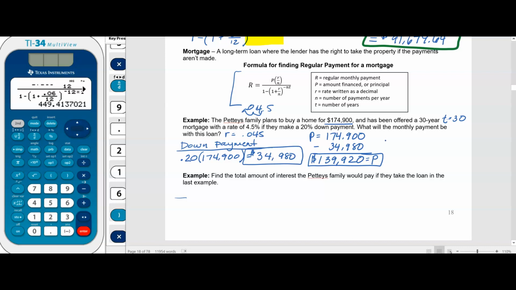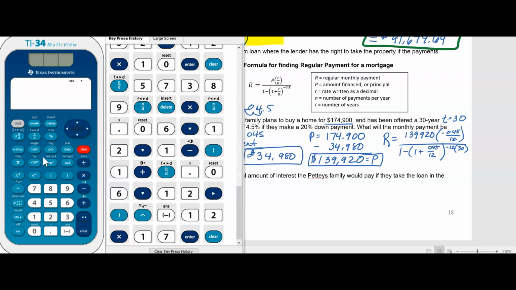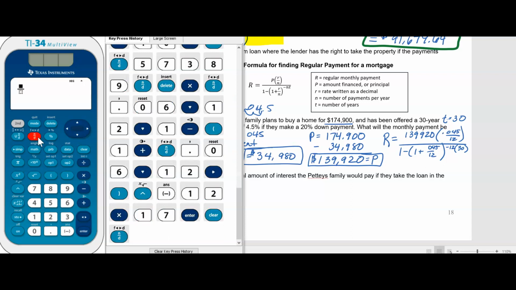So now we're going to use this monthly payment formula from above, and we're going to put in $139,920 as our principal, and then our rate is 0.045 divided by 12, 1 minus 1 plus 0.045 divided by 12 to the negative 12 times, in this case it's 30 years, so I'm going to put a 30 there, and I'm going to calculate that and find the monthly payment. So this would be a great place to pause the video and try this on your own.